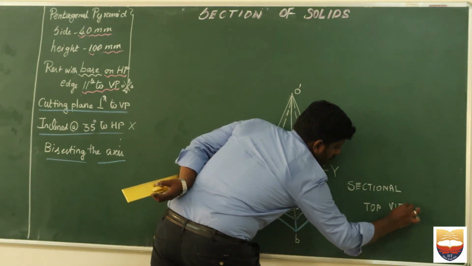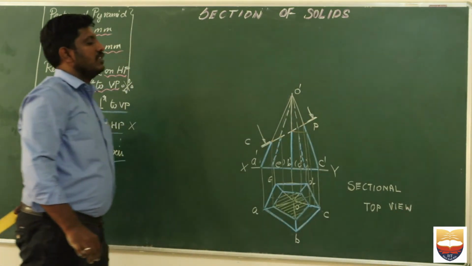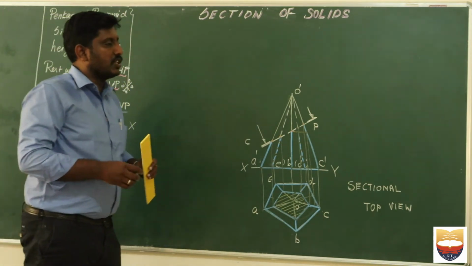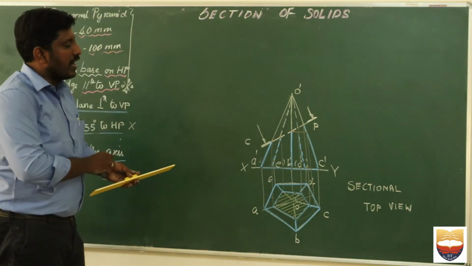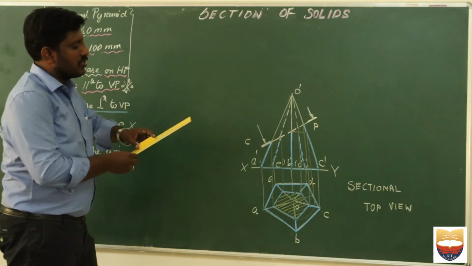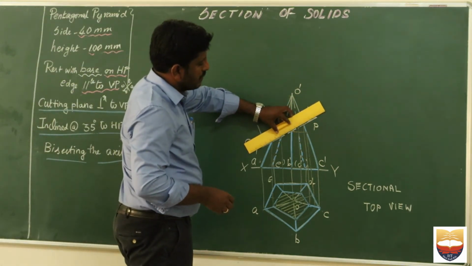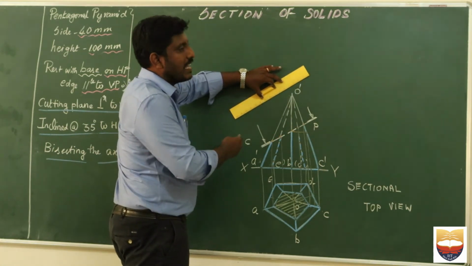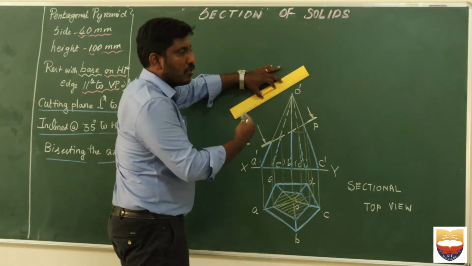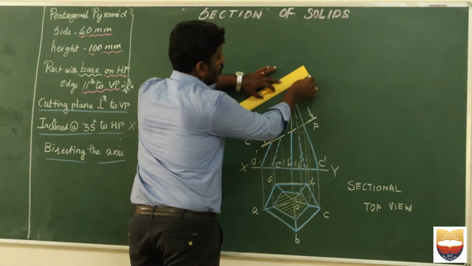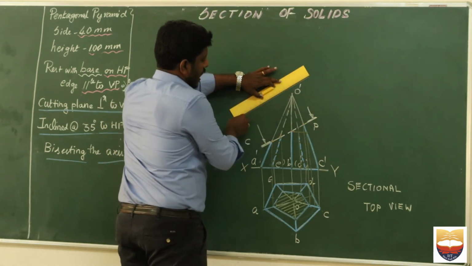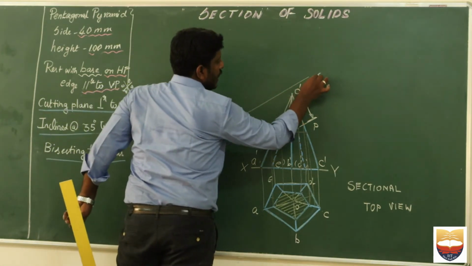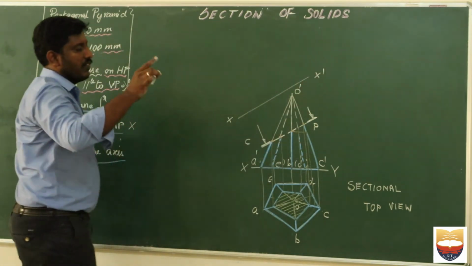The ultimate aim of this particular section of solids is to identify the true shape of the object. As I told in my previous lecture, to find out the true shape of the object, first you have to draw a line which is parallel to your cutting plane. So this is called an auxiliary cutting plane. It should be away from your front view or your top view. And I can name it as X and X dash. So this is the first step.